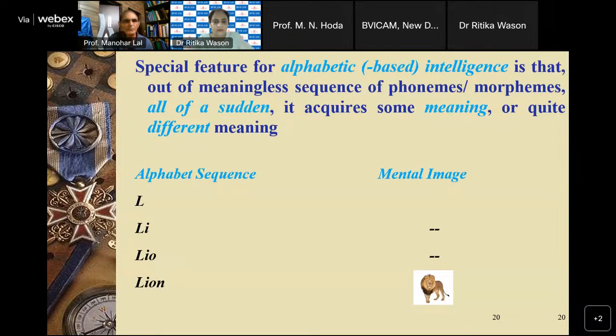Friends, this is explained by the alphabetic sequence and mental image. We speak L or we write L. No mental image is made. Then we write L-I. No mental image is made. Then I write L-I-O. No mental image. But once N is also added, all of a sudden the picture on the right emerges. And that is the advantage of alphabetization: just adding N to LIO, which is already available, almost immediately a sign, a symbol emerges in our minds. And that is the beauty of alphabetization.